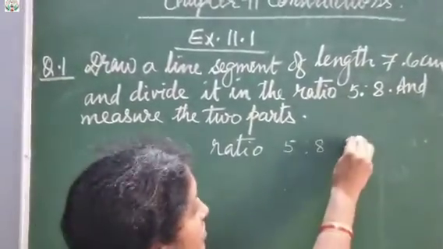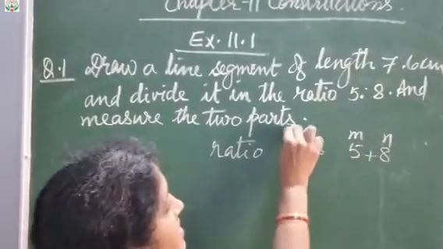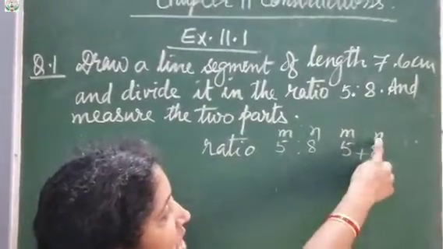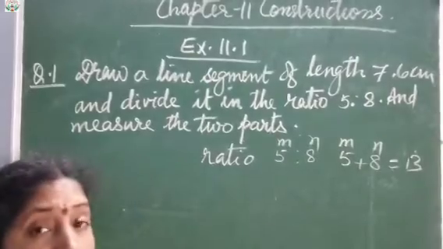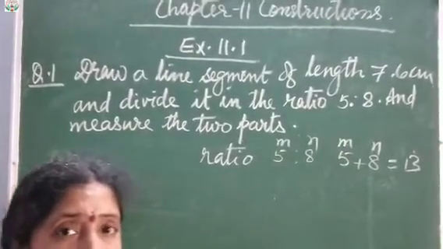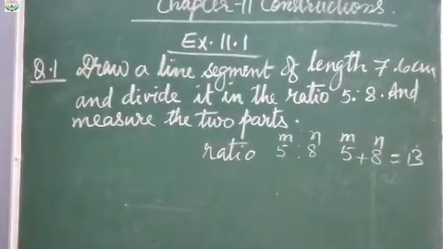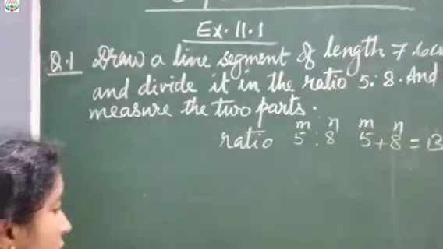That means 5 plus 8 will be how much? This is m and this is n, in the ratio m:n. Means m is 5 and n is 8. So that equals what? 13. So 13 parts we have to divide, on that line, as we have done. So first we will take what? A 7.6 cm measurement line segment.